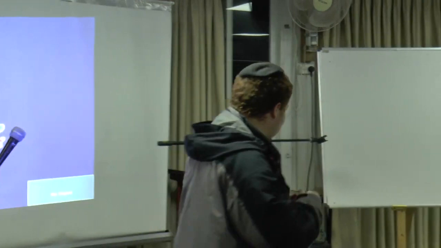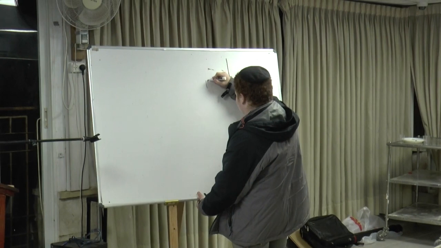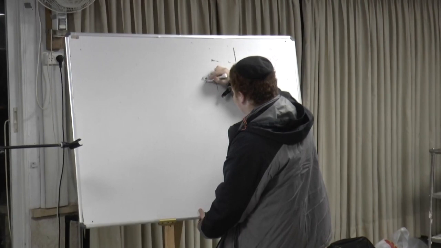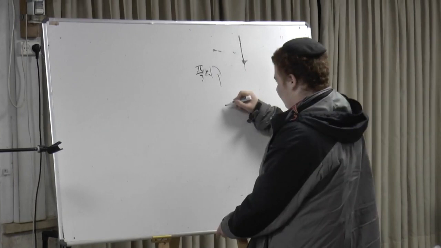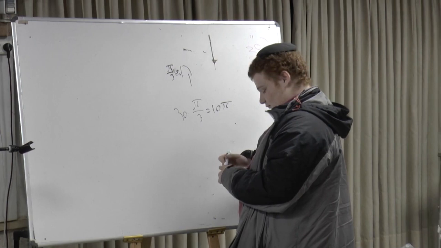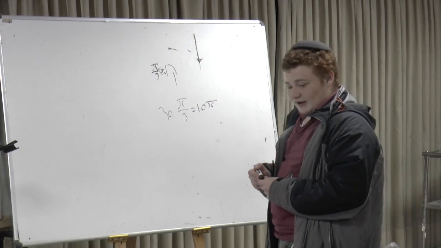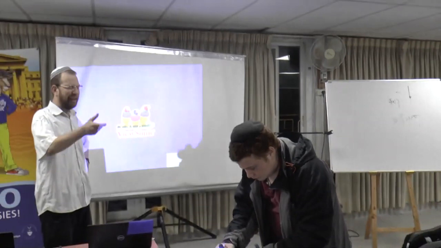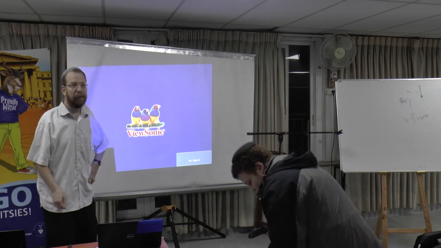If kav hints at pi over 3, it says kav shloshim, so pi over 3 times 30, which is 10 pi, the exact circumference. And you say that the proof is a relation between the gematria. Yes. Okay. Could you stand up?